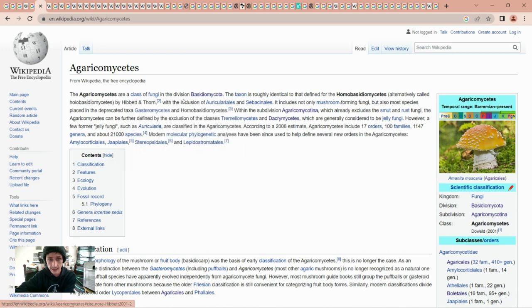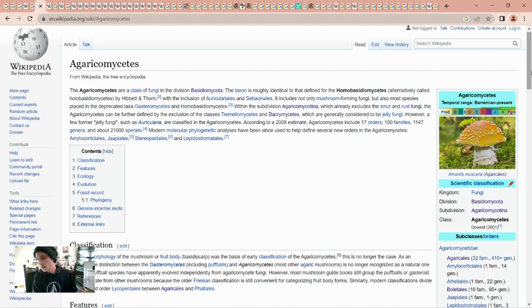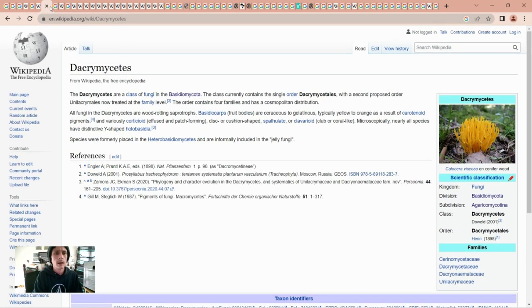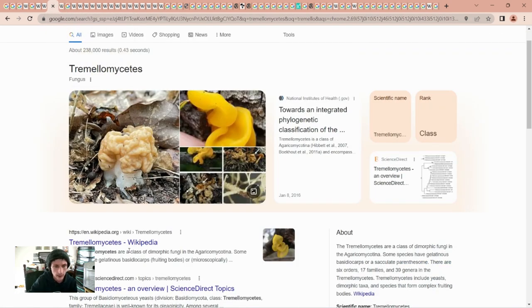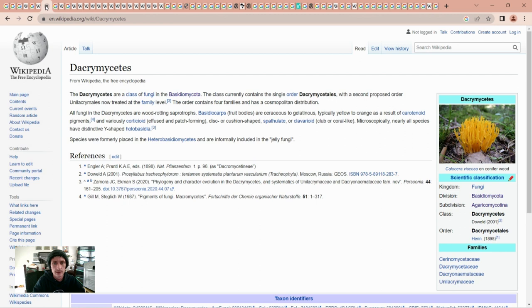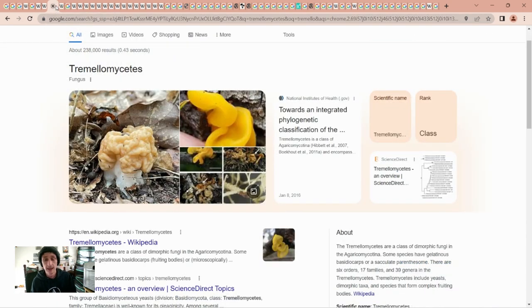Agaricomycetes would be the first class of the phylum Basidiomycetes. This is going to be different as compared to the Dacrymycetes, which is the coral fungi, and the Tremellomycetes, which is like a gelatinous basidiocarp. And those, you can kind of see, are different than some of the other ones that are going to be a lot more similar as we come up. However, I would say that lion's mane is probably the most unique out of all of them within Agaricomycetes.